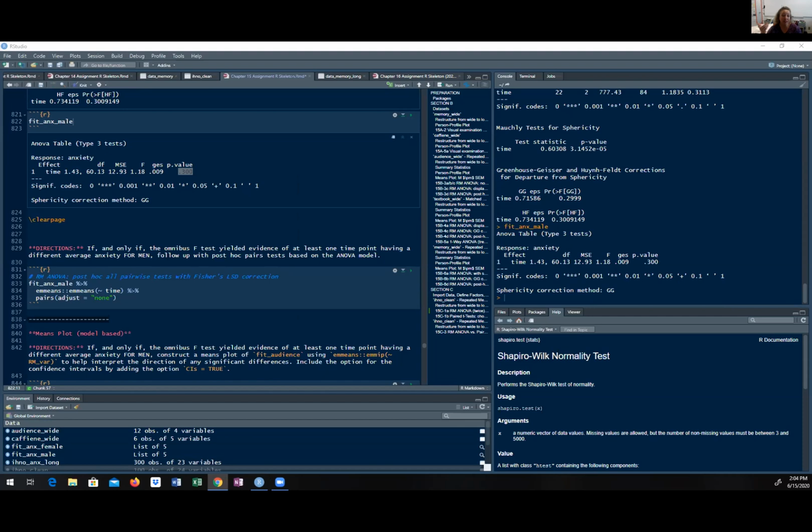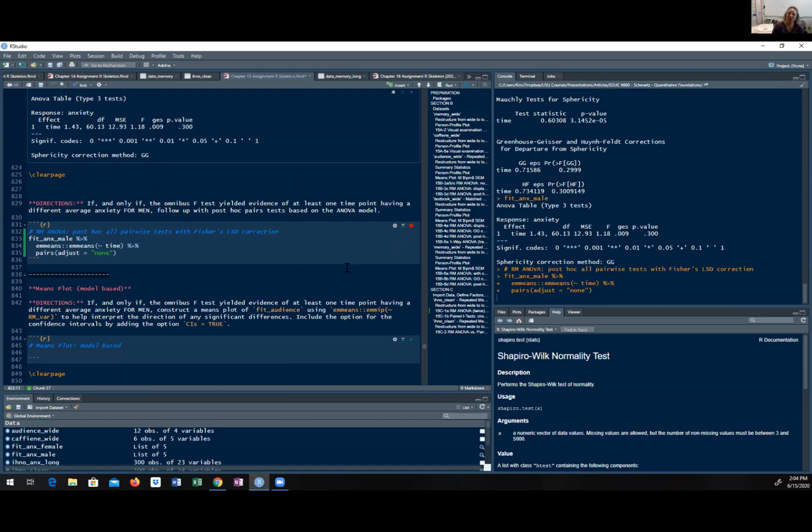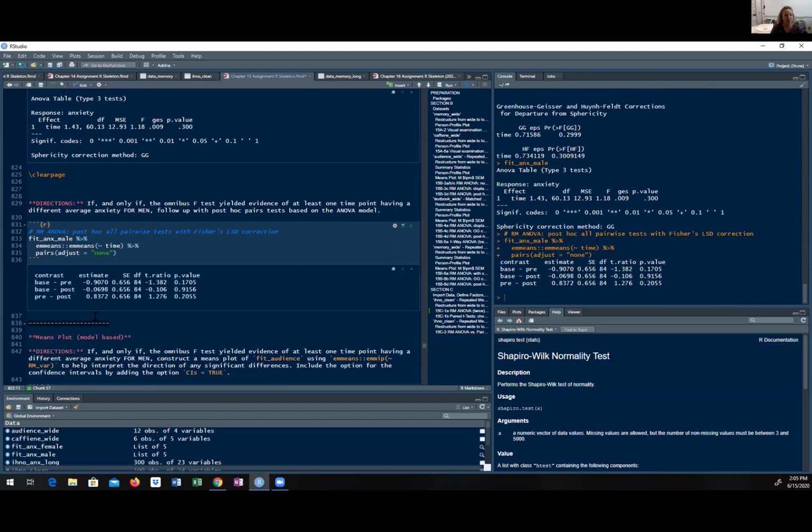So when you do that, we still have non-significant results. With or without the epsilon correction, we have non-significant results. So do we need to do post hoc tests? We don't need post hoc tests because there is no evidence of any difference. So we don't need to see where the difference is, because we're saying there's basically no difference. For men, there's no evidence that anxiety levels changed at all across time.